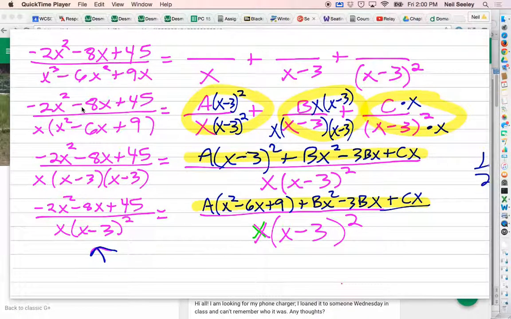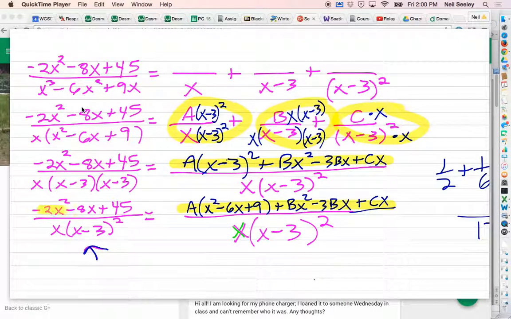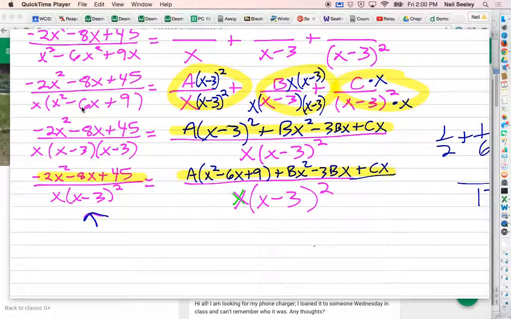Well, look at these two fractions. They're equal to each other. They have the same denominator. So if you can imagine, all we're going to do now is set numerator equal to numerator. Okay. So that's the piece that comes up next. We can now drop all that other stuff and just do numerator to numerator.